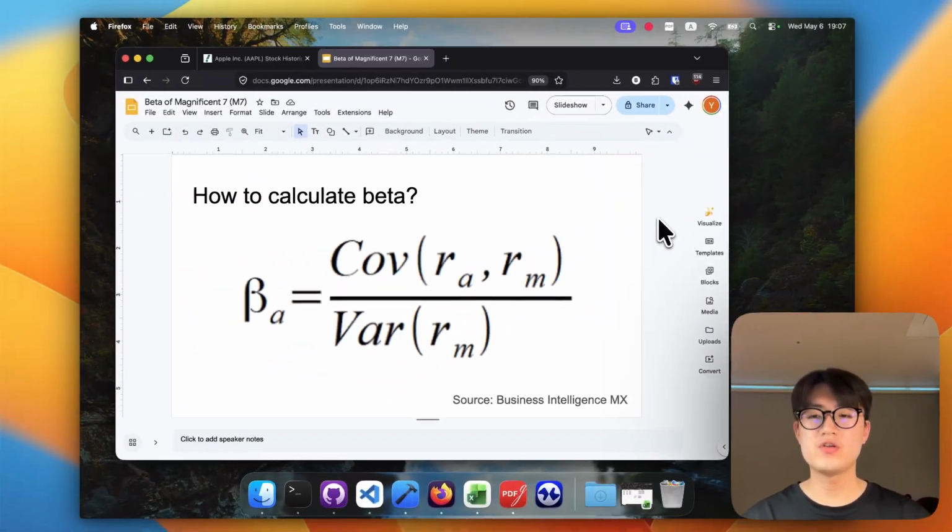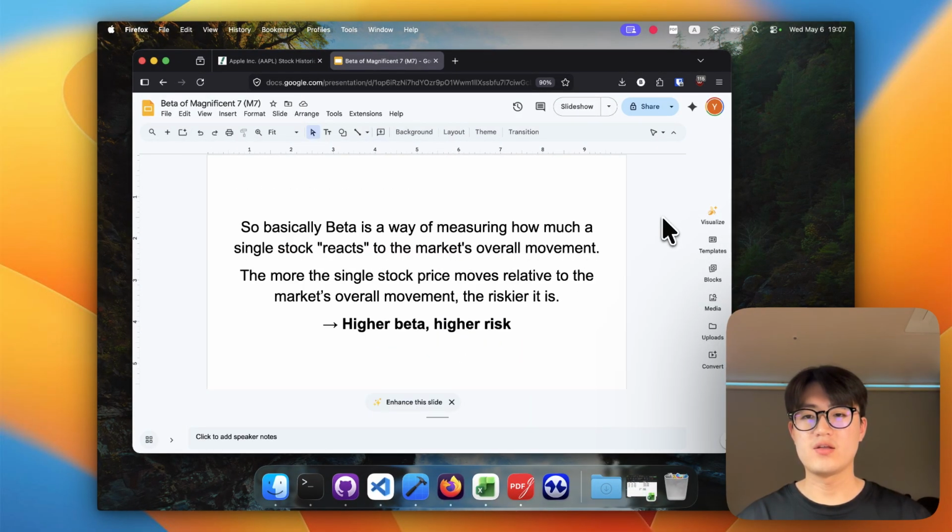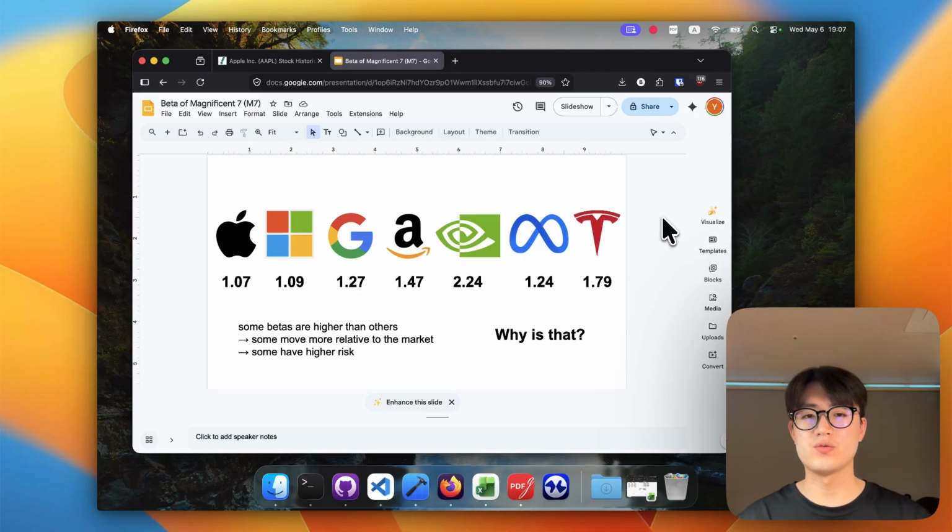So until now we learned how to calculate beta. If we return back to the Magnificent Seven, we can see that some betas are higher than others. This means that some of the stock prices here move more relative to the market than others. That means that some of these stocks have higher risk. Why is that?